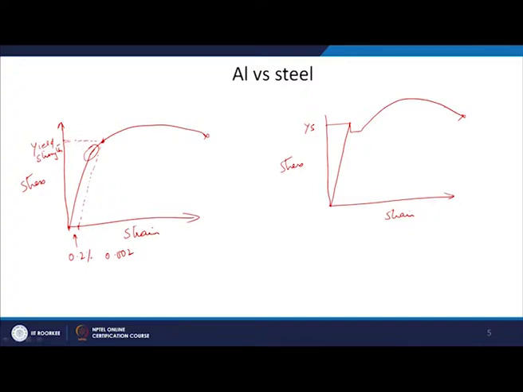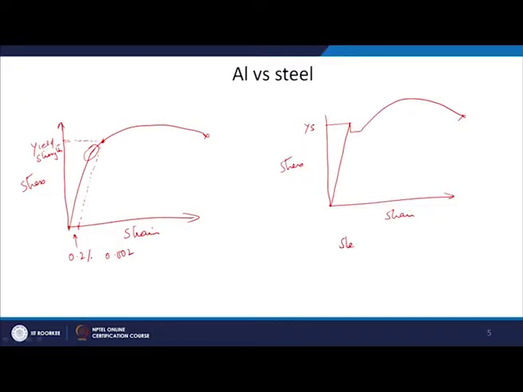These are the two different types of stress strain curve you will see generally in books or in some other places. This is for steel and this is for aluminum. In case of aluminum, as I told you, you have to do this 0.2% offset and then plot a line to get the yield strength.